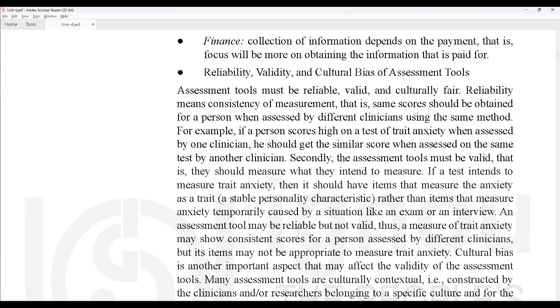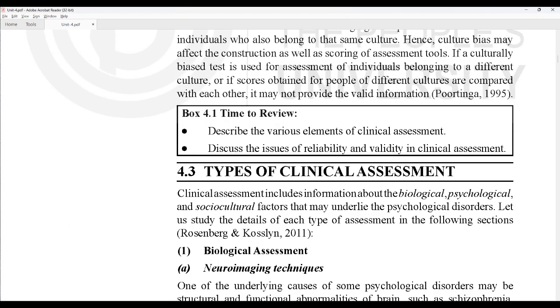Cultural bias is another important aspect that may affect the validity of the assessment tools. Many assessment tools are culturally contextual, i.e., constructed by clinicians and/or researchers belonging to a specific culture and for individuals who also belong to that same culture. Hence, culture bias may affect the construction as well as scoring of assessment tools. If a culturally biased test is used for assessment of individuals belonging to a different culture, or if scores obtained for people of different cultures are compared with each other, it may not provide valid information.